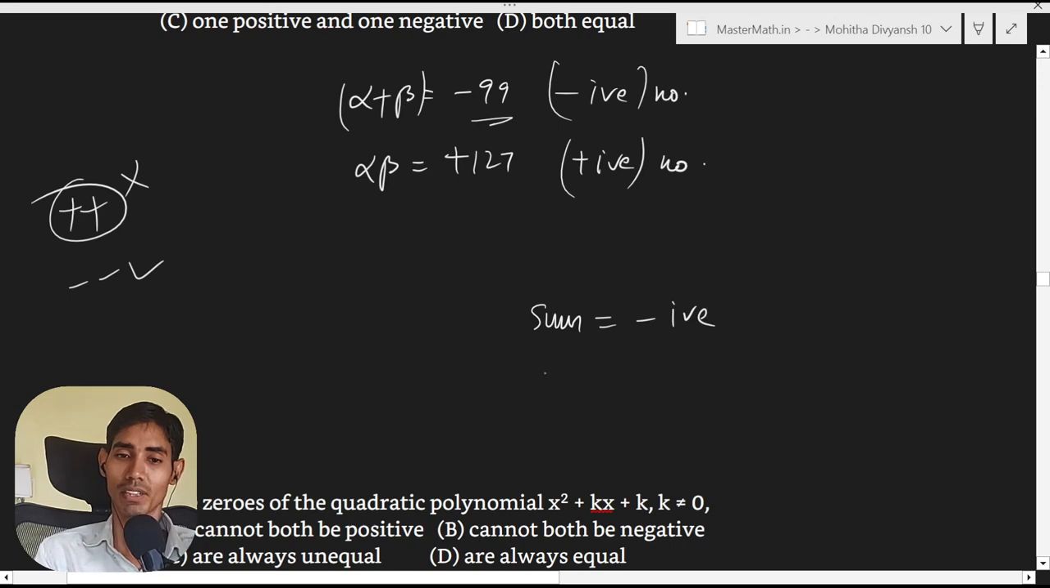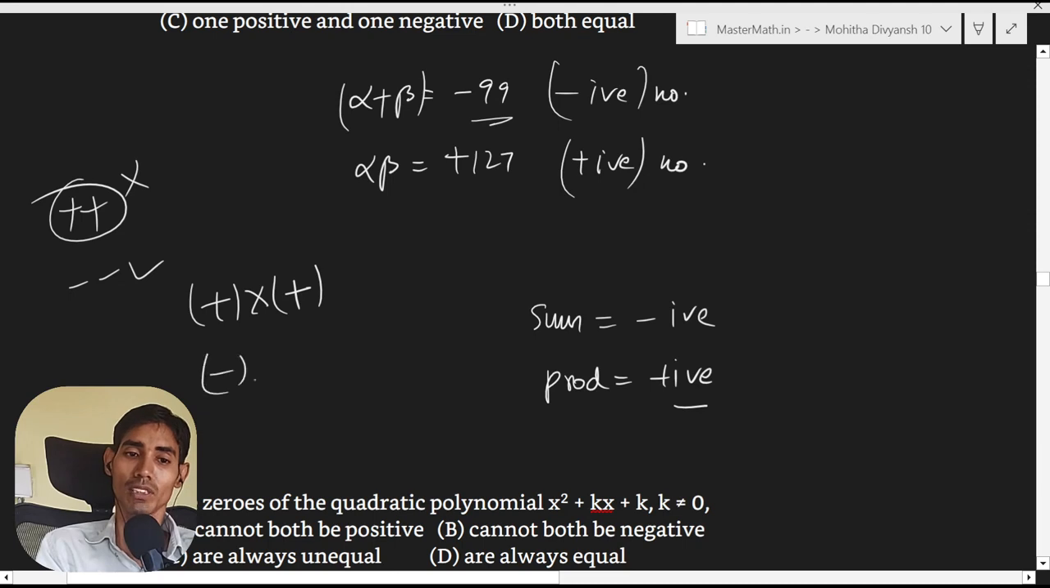Sum of those numbers is negative, and their product is going to be positive. How can that be? So product is positive only in these 2 cases: both the numbers are positive or both the numbers are negative.